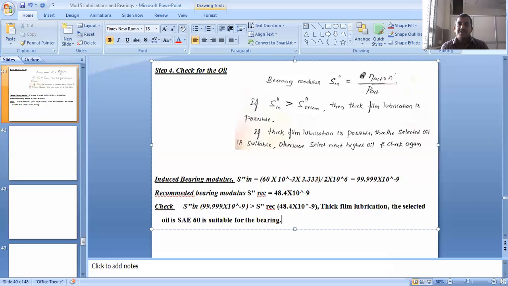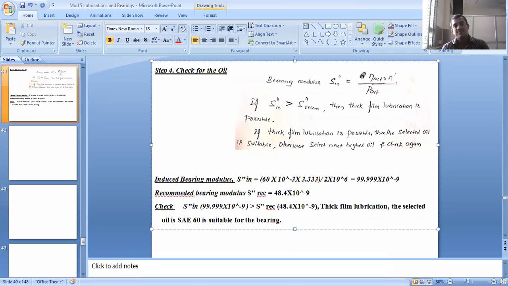If thick film lubrication is possible, then the selected oil is suitable. Otherwise, select the next higher oil. Next higher oil means that if it is not suitable, then the next oil you have to select is the higher grade oil, right? Clear? That completes step number 4.